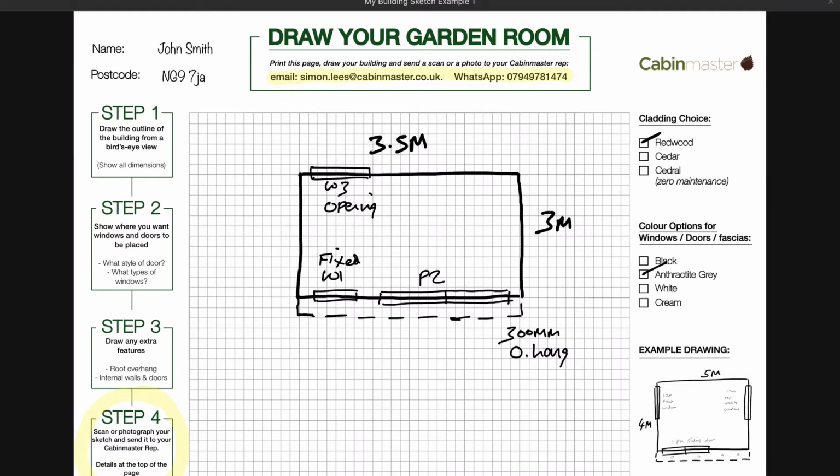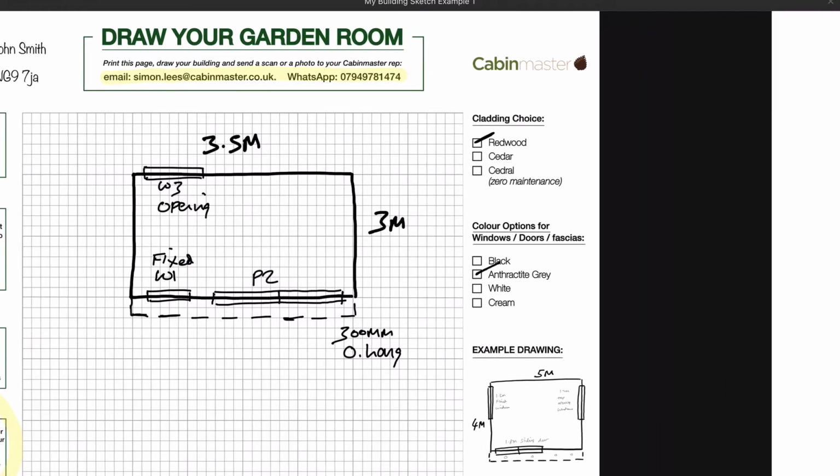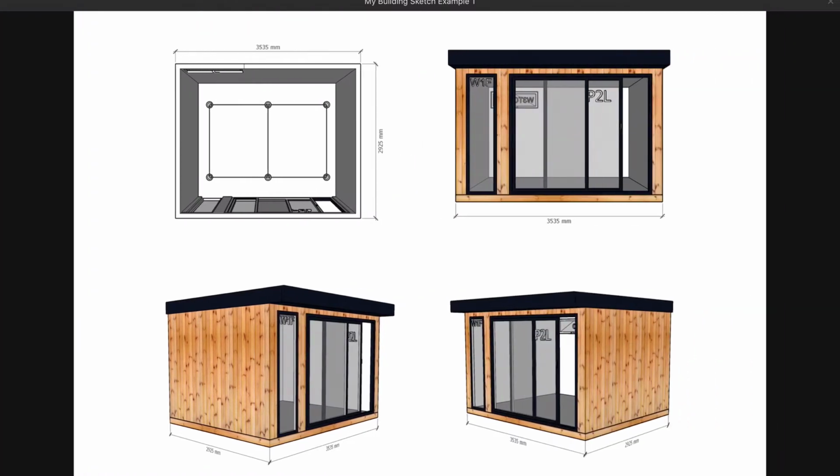From this sketch we will produce a set of drawings that look like this. So you can see here we've got the doors, the picture window, the letterbox window and the roof overhang represented here.